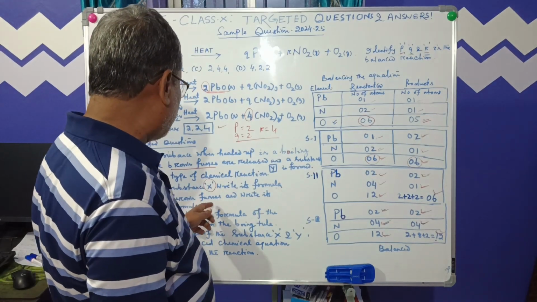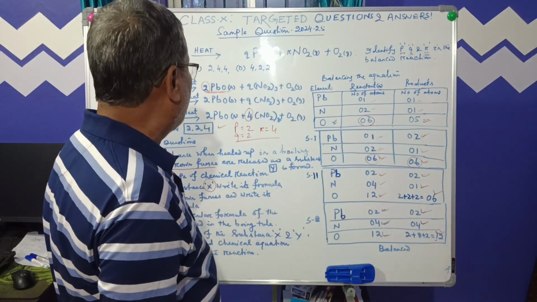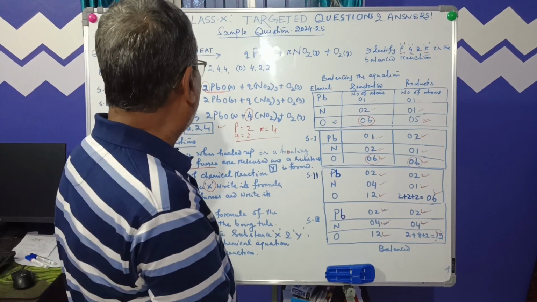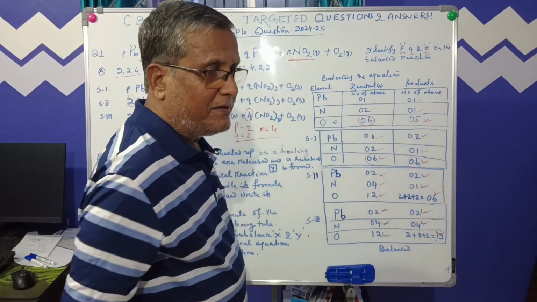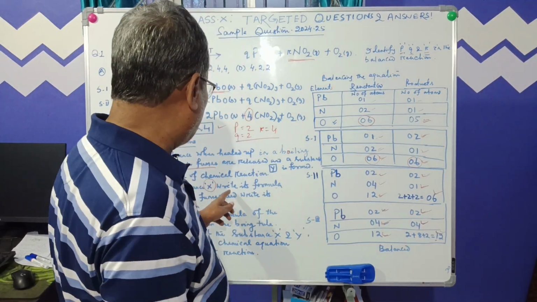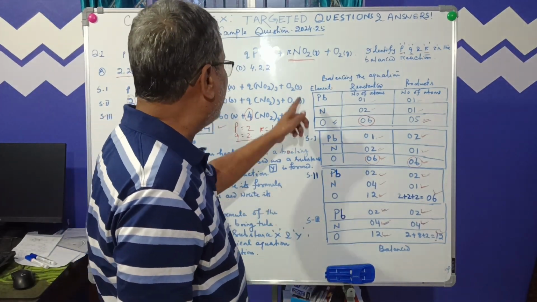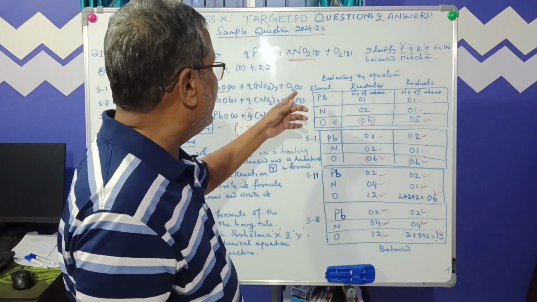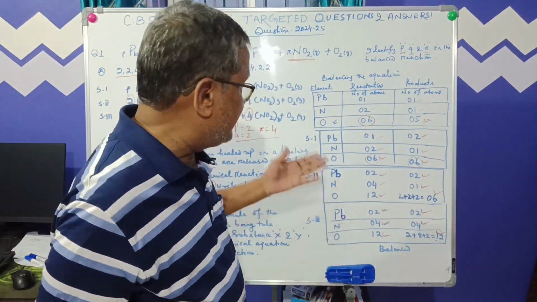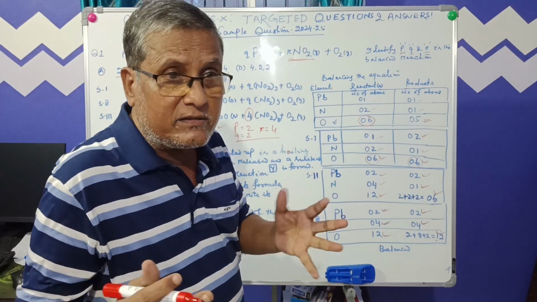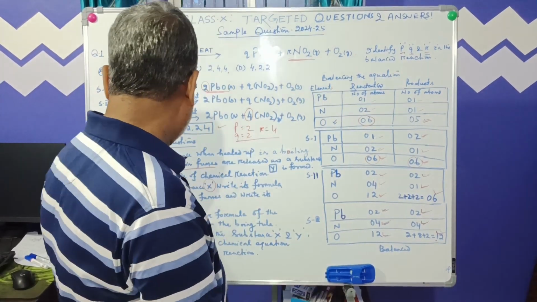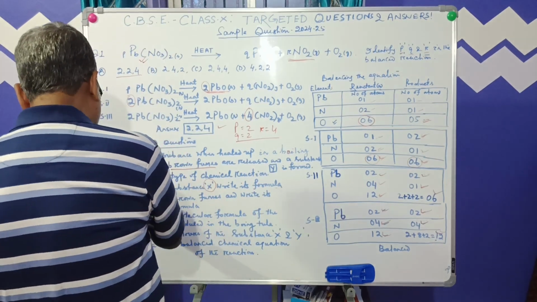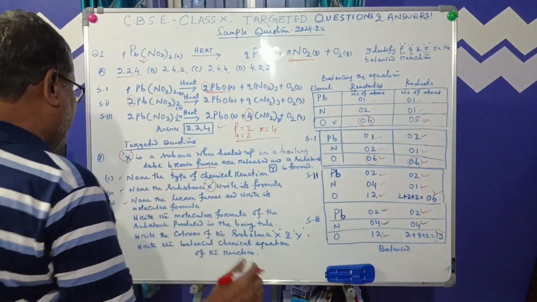Name the brown fumes and write its molecular formula. What is the brown fume? Now it is clear. This is the brown fume: nitrogen dioxide. So you have to write simply nitrogen dioxide, 1 mark. When heated, it releases the brown fumes, which are called nitrogen dioxide. So this question is over. Very simple.